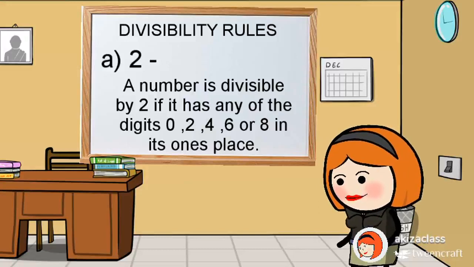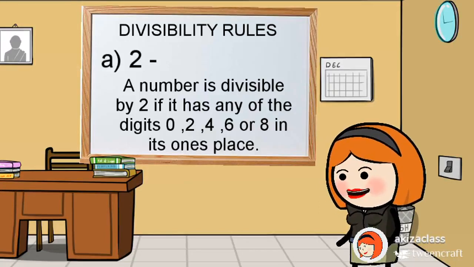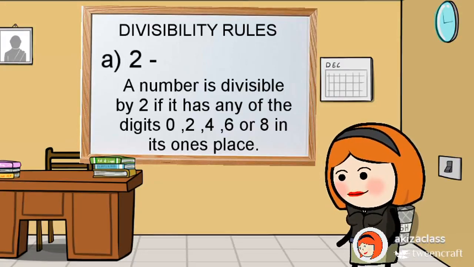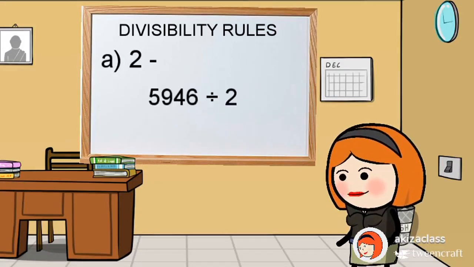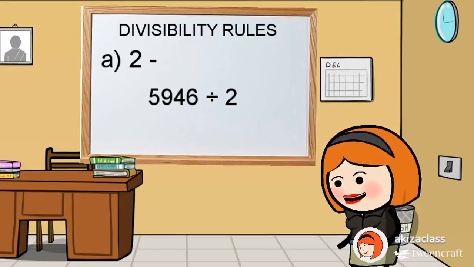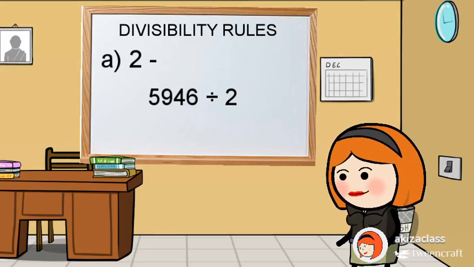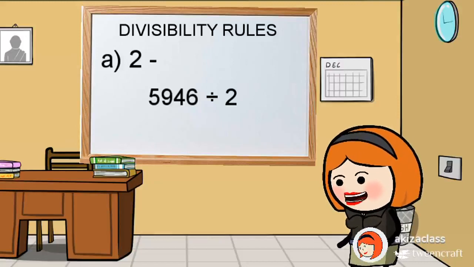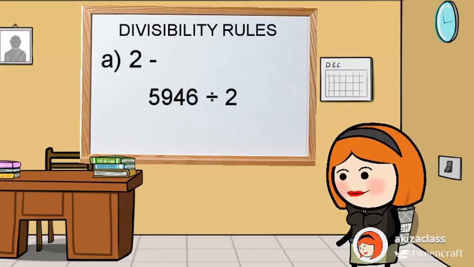First divisibility rule is of 2. A number is divisible by 2 if it has any of the digits 0, 2, 4, 6 or 8 in its ones place. We can say if the last digit of a number is an even number, then that whole number is divisible by 2. For example, in number 5946, 6 is the last digit and 6 is an even number, so it is divisible by 2. So if 6 is divisible by 2, then we can say the whole number 5946 is also divisible by 2.